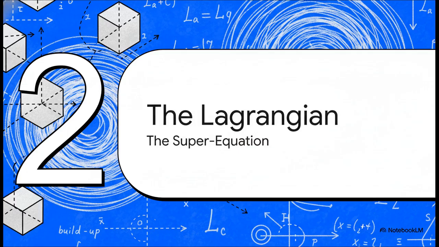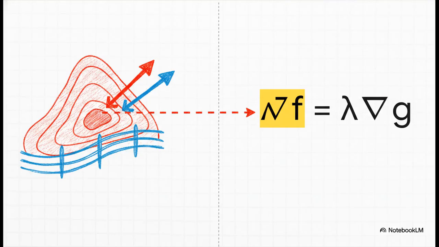Okay, geometry and pizza analogies are great, but how do we turn this into something a computer can actually solve? We need a tool, and that tool is called the Lagrangian. It's this brilliant piece of math that acts like a bridge, taking us from that cool visual idea to a real solvable equation. Now, it all boils down to this little equation right here. It looks simple, but it's packed with meaning.